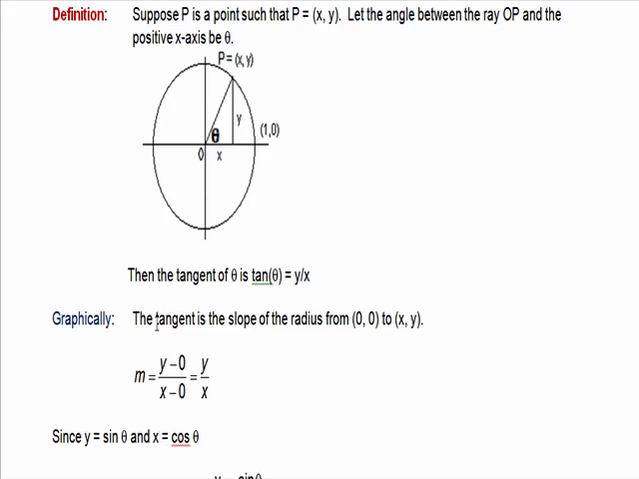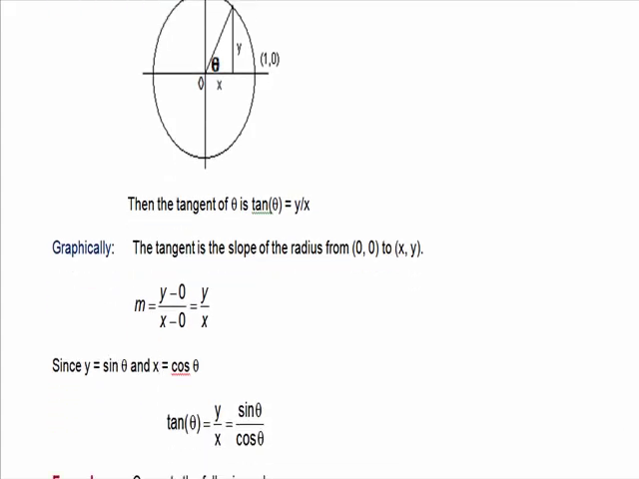Now, I could also think of it in terms of slope. What happens is the tangent is actually the slope of the radius from the origin, (0, 0), out to (x, y). Remember, the formula for slope is change in y over change in x. So if I do change in y, I have y minus 0. And change in x is x minus 0. So I end up getting the slope is y over x, which again gives us the same value as the tangent. So the tangent is actually the slope of the line from the origin out to the point on the unit circle.